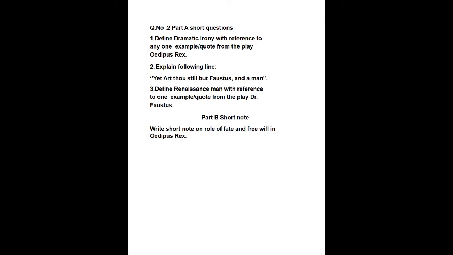So part B is a short note. You have to write a note on the role of fate and free will in Oedipus Rex.